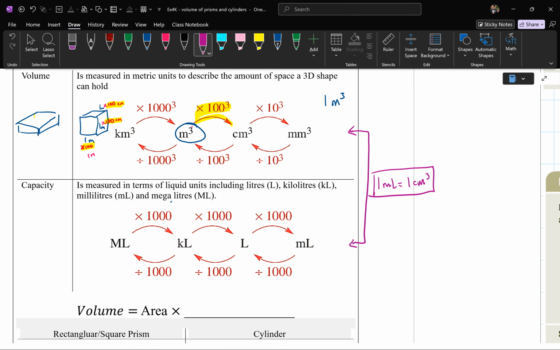Now, if this is true, then let's use what we currently know. We know that 1 liter is how many mils again? How many mils in 1 liter? 1,000. So we know that there is 1,000 mils in 1 liter. So that means how many cubic centimeters would there be?